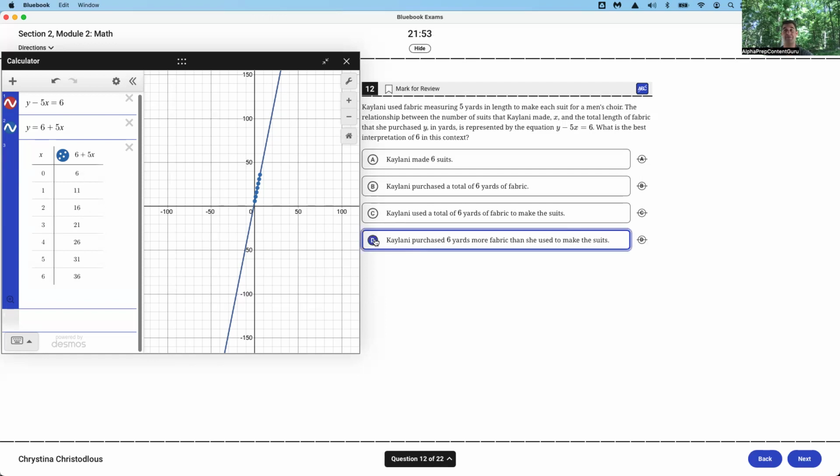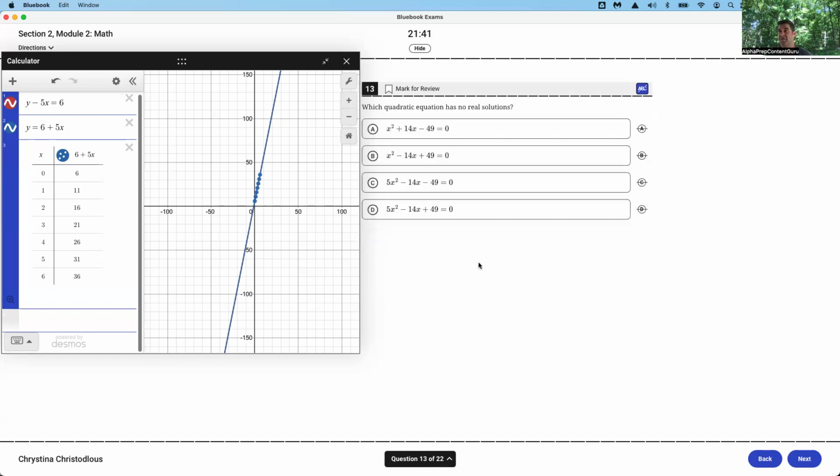No matter what, Kaylani purchased 6 yards more fabric than she used to make any of the suits she made, no matter how you look at it. Pretty cool? I'll take it. Boom. Sorry about the mute.